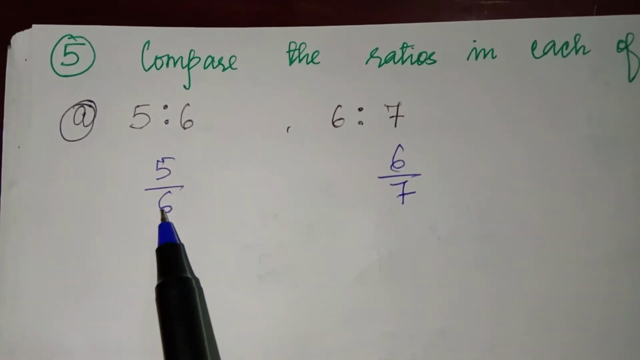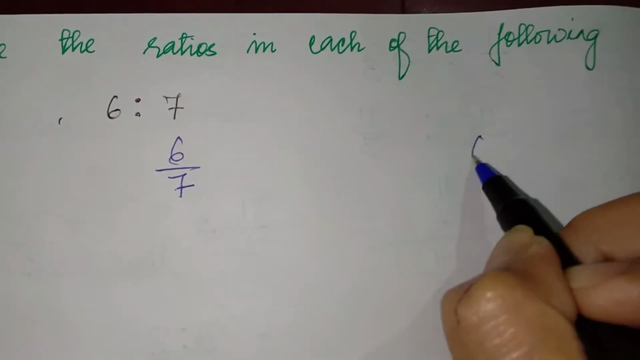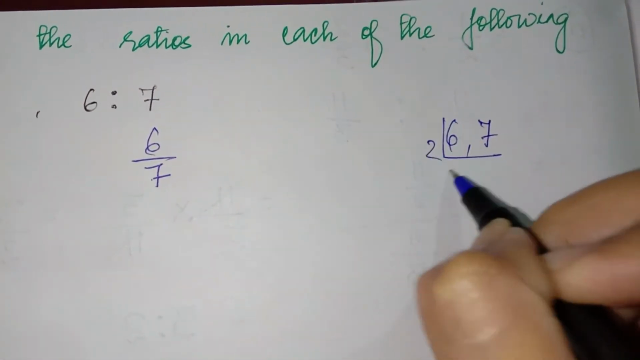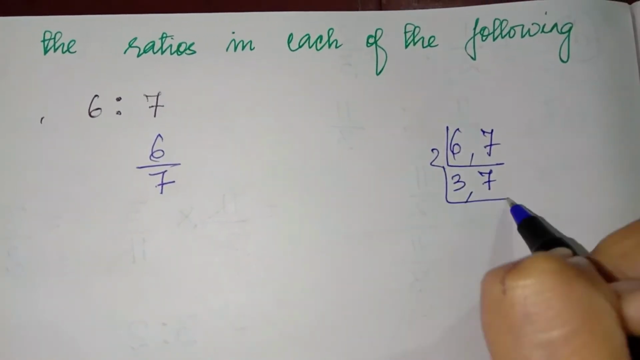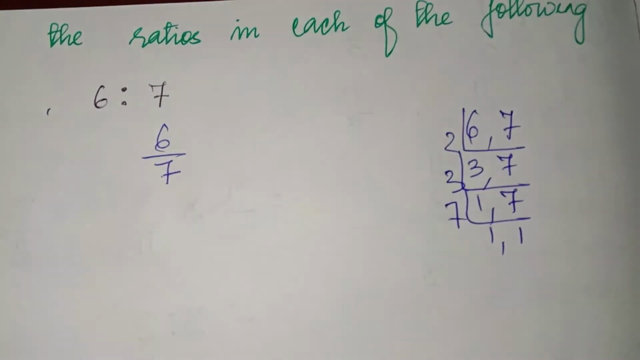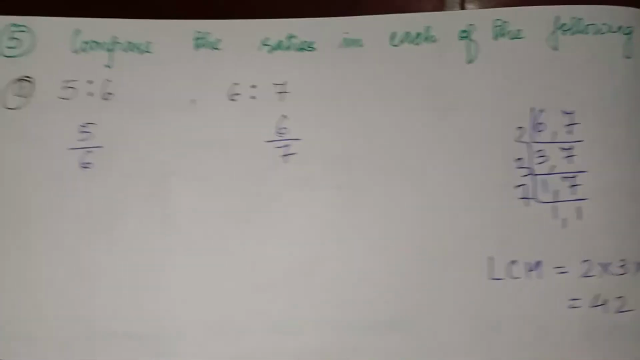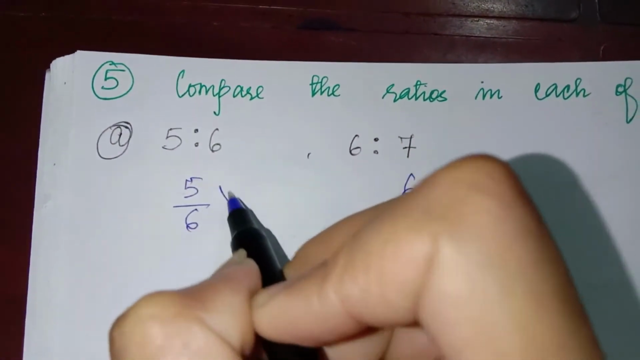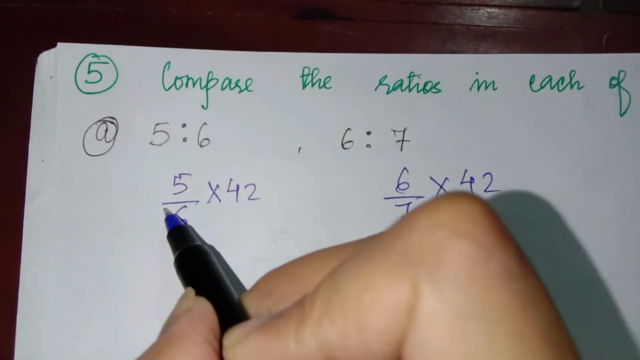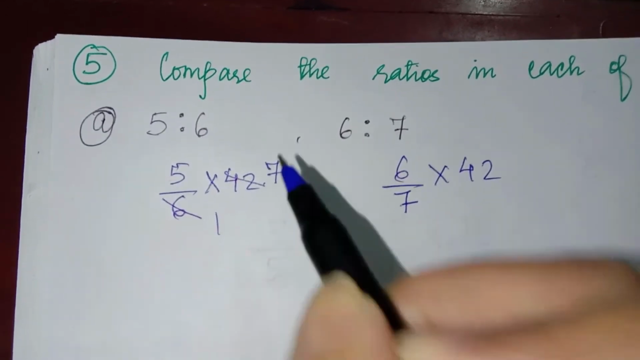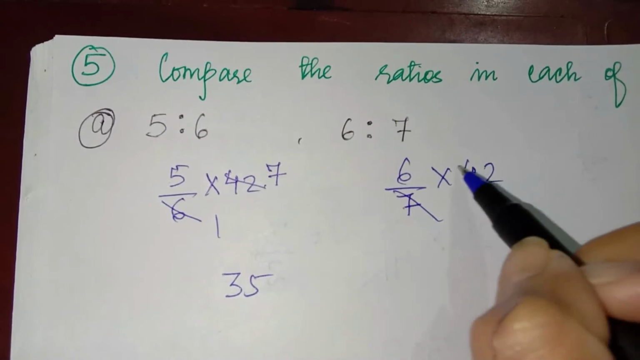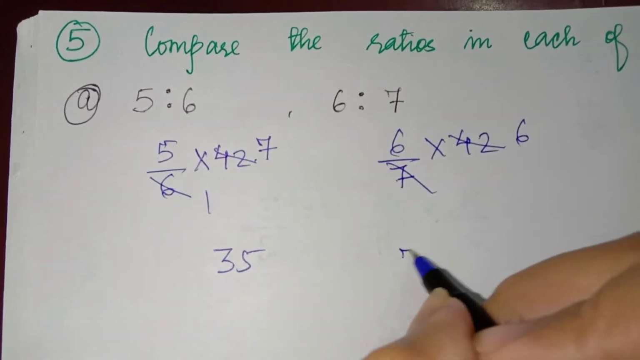For that, we will take LCM of 6 and 7. Since I have already taught you how to take LCM, 6 and 7. 2 3s are 6, 3 1s are 3, then 7 1s are 7. So here LCM is 42. Okay, this 42 will multiply both the ratio into 42 into 42. 6 1s are 6, 6 7s are 42, 7 5s are 35. This is 35 and 7 6 are 42, 6 6 are 36.